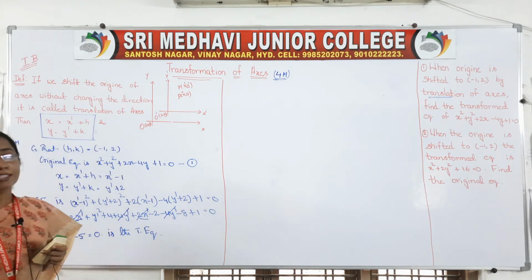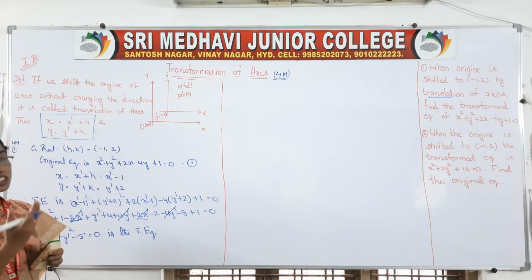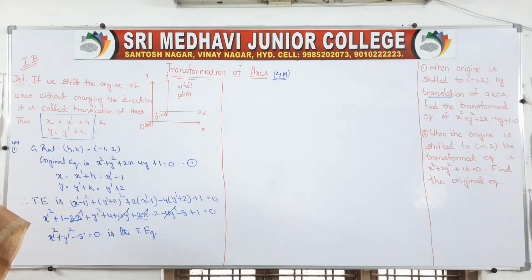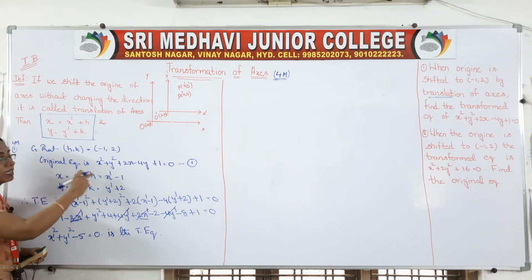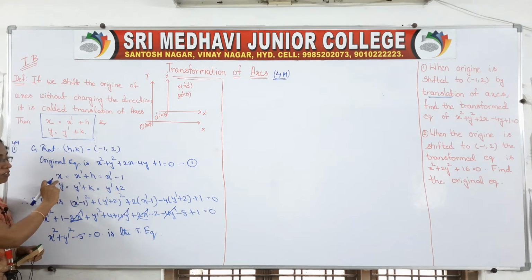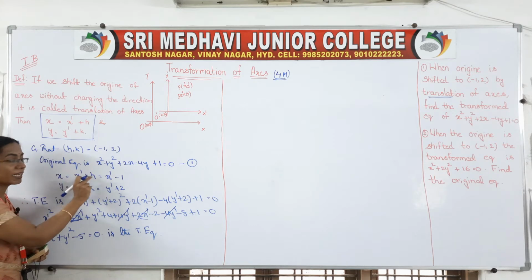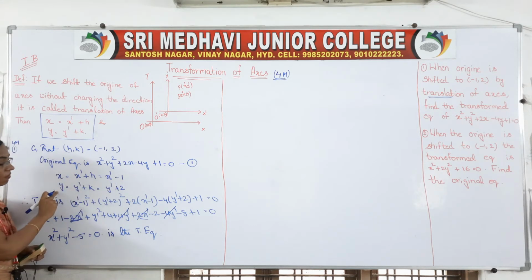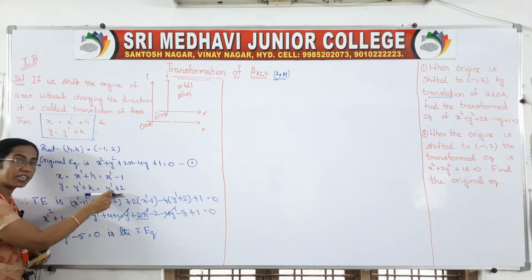So find the transformed equation. After the shifting, what happens to the equation? Obviously there will be a change in the equation also. What will that change be? After the transformation, x becomes x dash plus h, and y becomes y dash plus k.